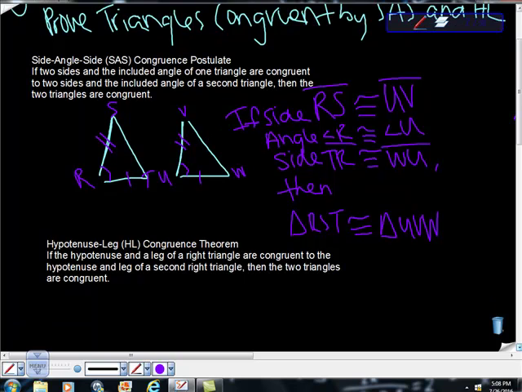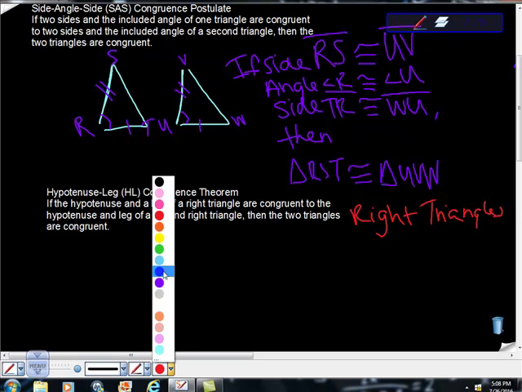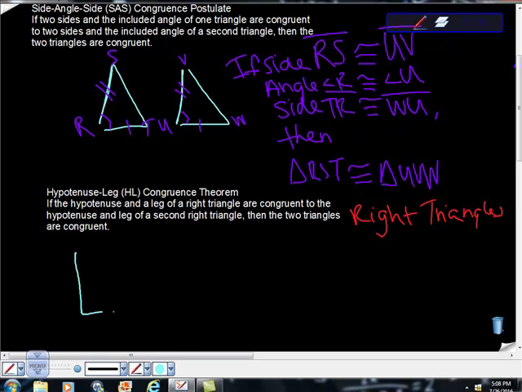The next theorem is the hypotenuse leg congruence theorem, or the HL congruence theorem. And this only applies to right triangles. Okay, so draw two right triangles.